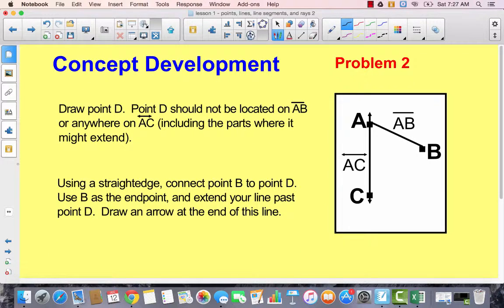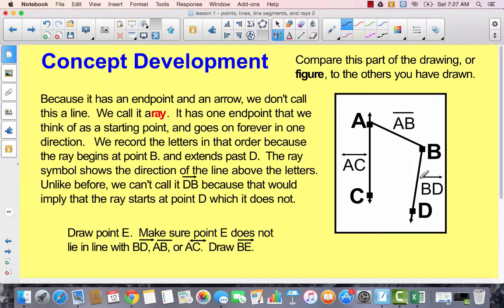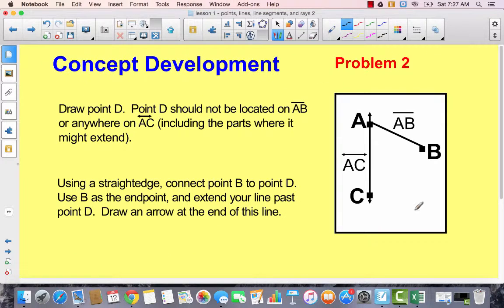All right, now let's draw a point D. Point D should not be located on line segment AB or anywhere on line AC, including the points where it's extended, okay? So let's put point D down here, and I'm going to label it D. So now I've got point A, B, C. Now we're going to use our straight edge, and we are going to connect point B to point D, like this. So now I have line segment BD or line segment DB.